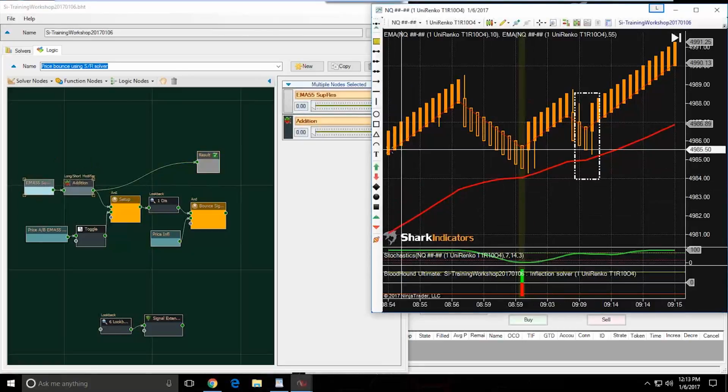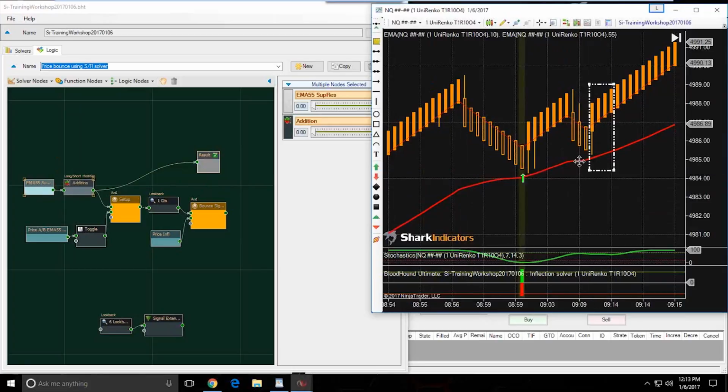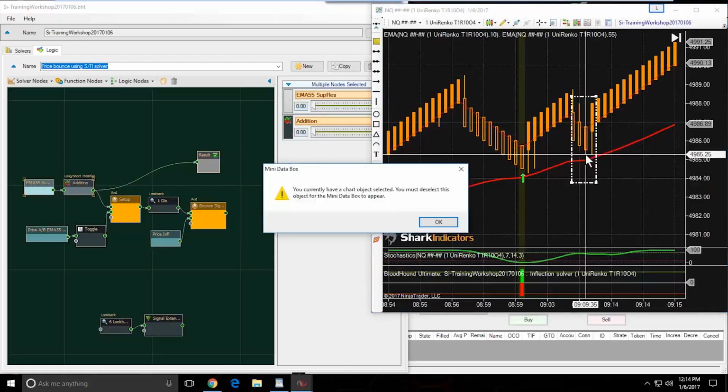So you notice here, price did get within 2 ticks of our EMA there, but over here price didn't get within 2 ticks. So remember, we had a requirement here. Price had to get within 2 ticks for that to count. And it looks like, yeah, it looks like this was just over 2 ticks.